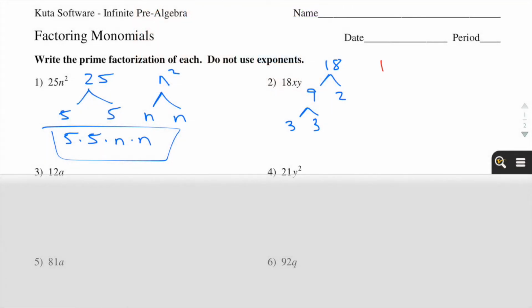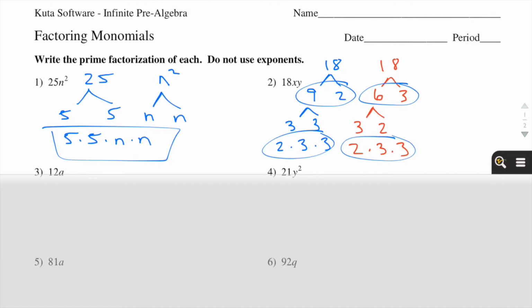So if you did 18, and instead of picking 9 and 2 like we did before, you say 6 and 3, we take this 6 and break it down even further to 3 and 2. We're done with those because those don't break down any further, and this 3 doesn't break down any further. And if you look, we get 3 times 3 times 2. You should actually write the smaller number first, so 2 times 3 times 3. And the blue one is the same thing, 2 times 3 times 3. So even though we picked different numbers, they all broke down to be the same: 2 times 3 times 3.